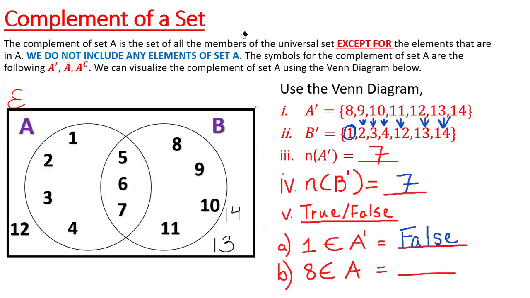8 is an element of A. That's false, definitely that's false. Okay, so it's going to be false. How is it false? Because 8 is in B.